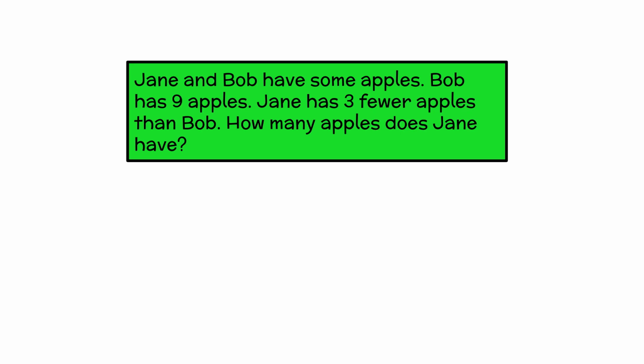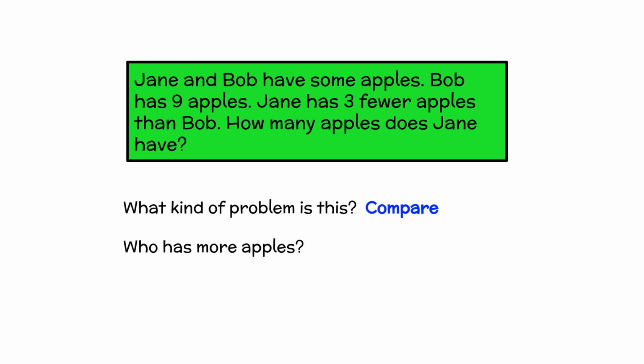Here's another example. Jane and Bob have some apples. Bob has 9 apples. Jane has 3 fewer apples than Bob. How many apples does Jane have? Again, start by asking the question, what kind of problem is this? Because of the word than, I know it's a compare problem. Who has more apples? It says that Jane has 3 fewer apples than Bob, so I know Bob has more apples. How many more apples does Bob have? The answer again is 3.